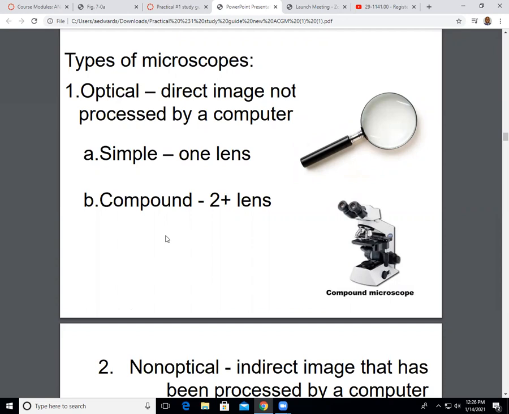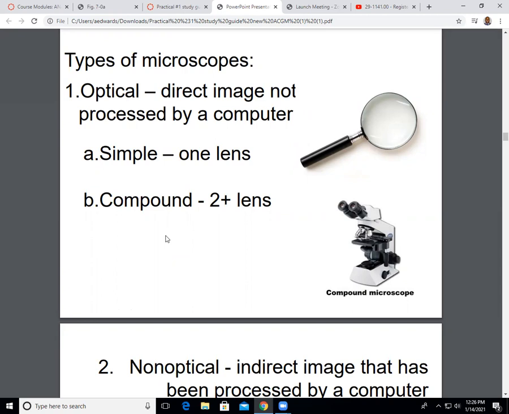This is the simple microscope. What do you all know this as? Magnifying glass, but it is a simple microscope because it has one lens. So if you see this on a quiz or a practical, this is a simple what? Microscope. This is a simple microscope. All right.